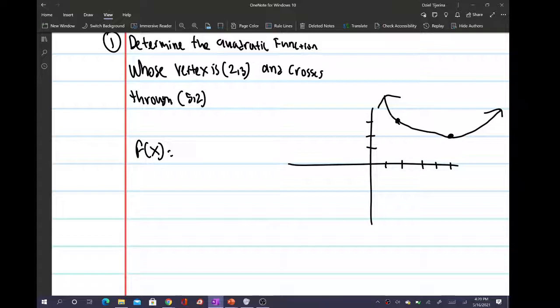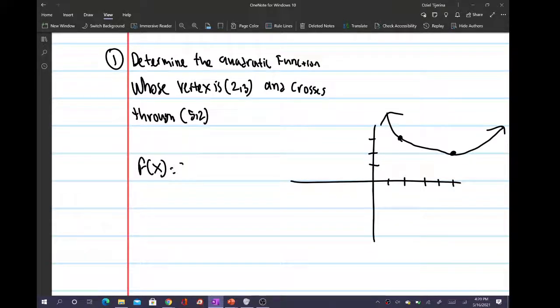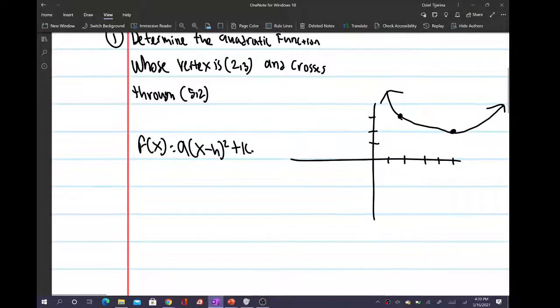Okay, so here, we have obviously the equation of a quadratic in vertex form: a times x minus h squared plus k. And the vertex is 2, 3. That means that (h, k) is equal to (2, 3), right? Now we can say that f of x equals a times (x minus 2) squared plus 3, right?